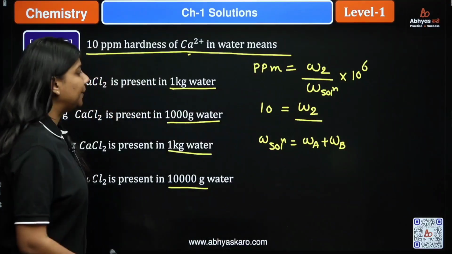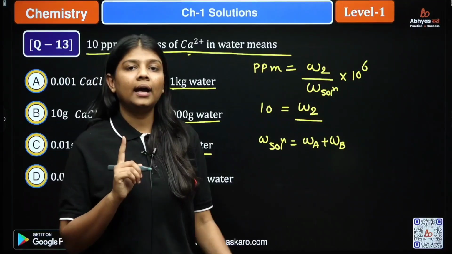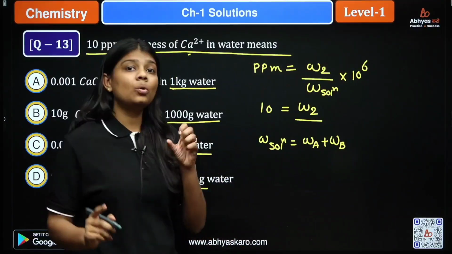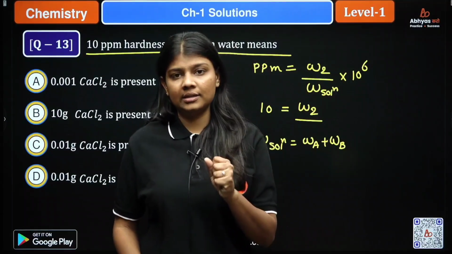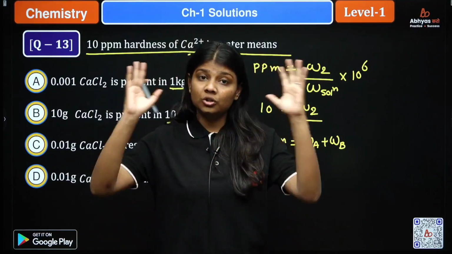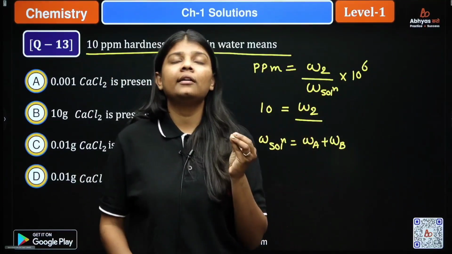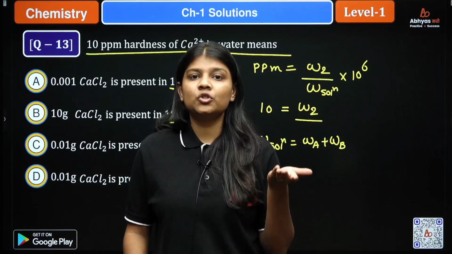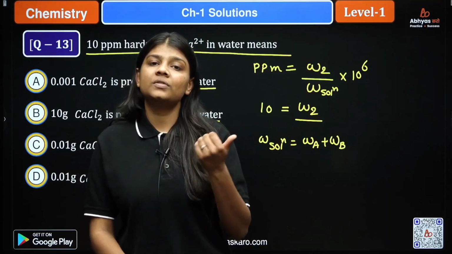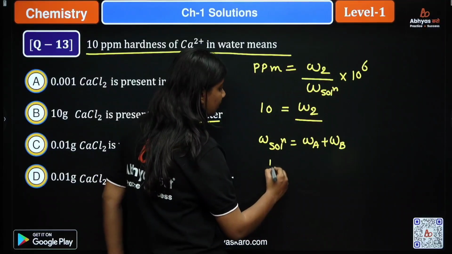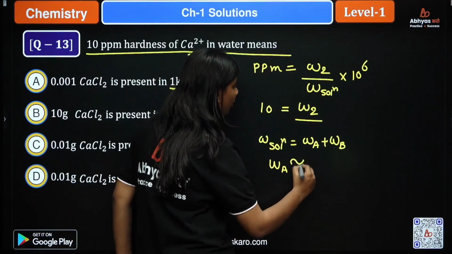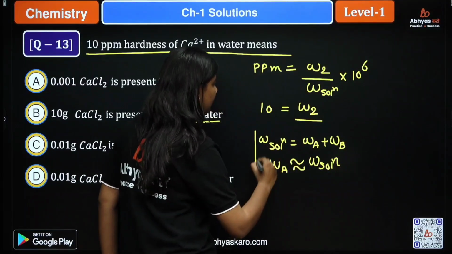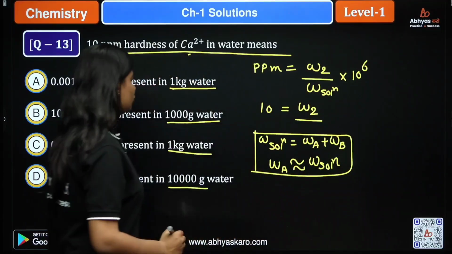So in ppm, students, there is one trick, one concept. In ppm, the amount of solute is very less, and the amount of solvent is very high. So in front of the amount of solvent, you can neglect the amount of solute. So here you can write W_A almost equal to W of solution. Clear?